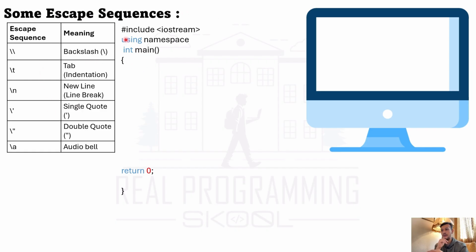This is a small program. Hashtag include iostream, using namespace, I forgot the std, sorry. Integer main function. All right. We'll start with the backslash, the first escape sequence. cout, less than less than, double quotation, m1 backslash m2 and backslash n, double quotation, semicolon.